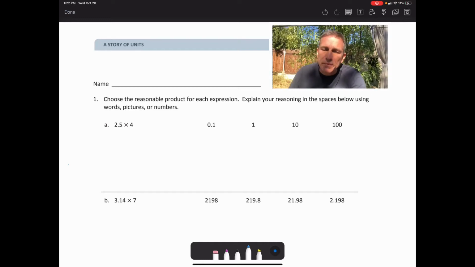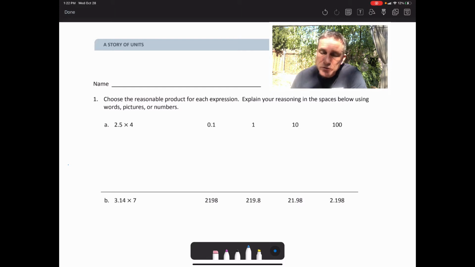All right, in this assignment, we're going to start learning how to estimate the product of a multiplication problem that has a decimal in it. So if we look at A, we have 2.5 times 4. And then we look to the right of it and we see possible answers, 1/10, 1, 10, or 100.